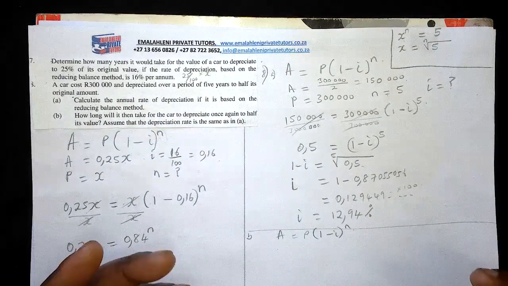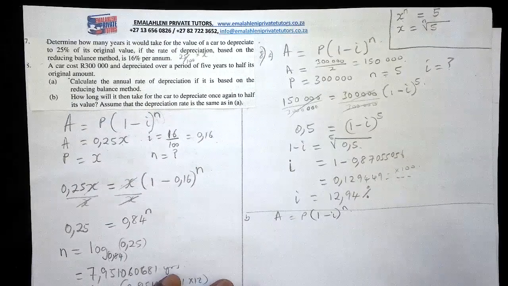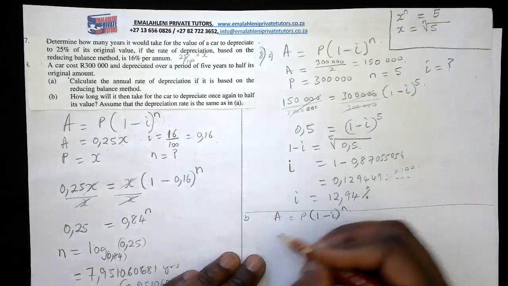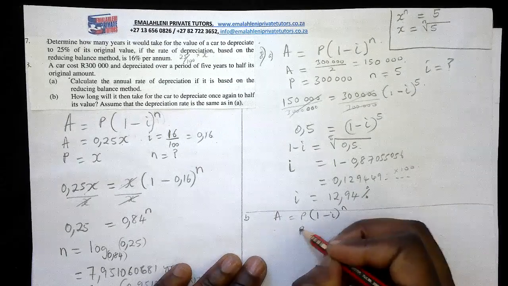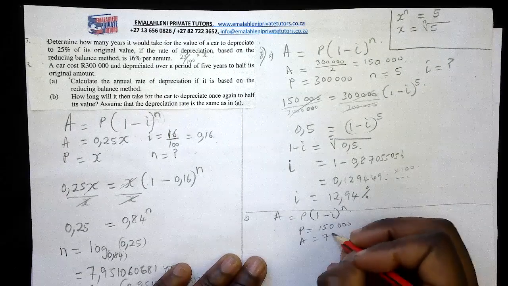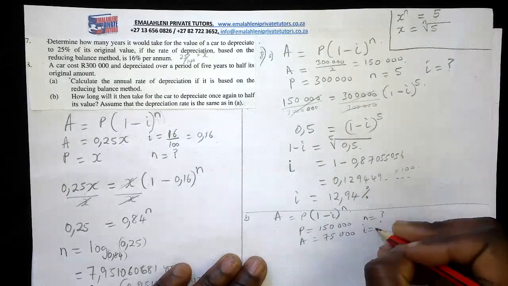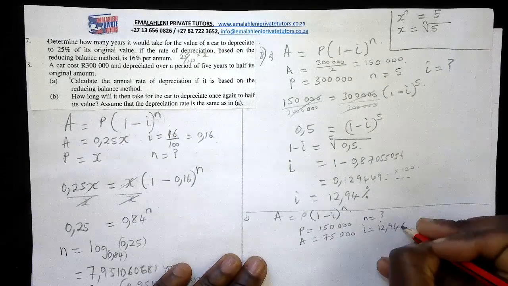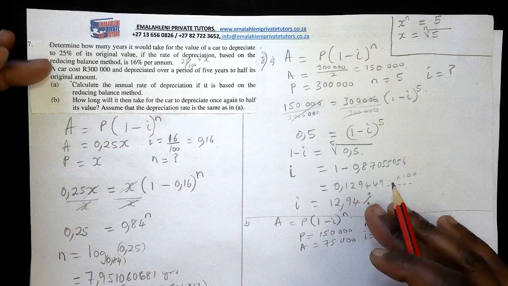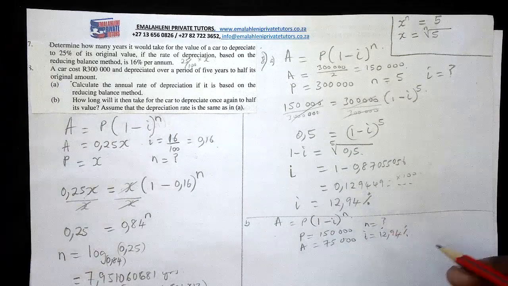Half of its value, remember guys, whenever we're saying half of its value, we can even use x here. We can use what we want. What we just mean is that if we have 150,000 as our principal, our A will be 75,000. Then our n is the one that we want. Then our i is 12.94%. If you have a question like this in the exam, it's good that whatever percent you get, you carry on with it if you need it for the second part.